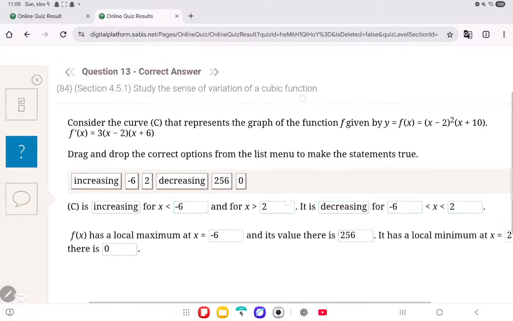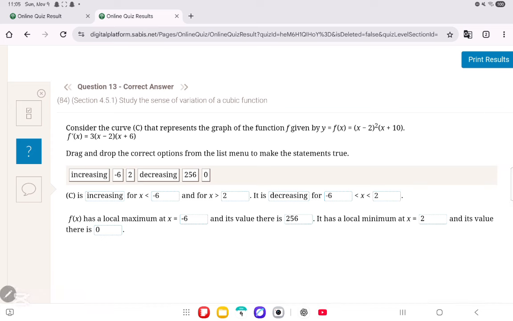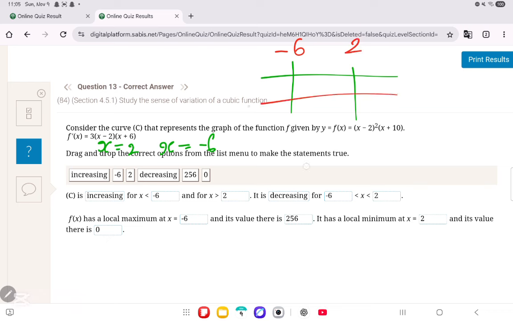Question number 13. We've done this before, okay? But basically, what do we need to do? We need to find the derivative. They already gave us the derivative, so you need to make it equal to 0, right? And you will get 2 stationary points, x equal 2 and x equal minus 6. After substituting a number less than minus 6 in the derivative, I will get a positive answer. A number in between, negative, a number greater than 2, a positive answer. So it's increasing for any value less than minus 6, any value greater than 2, decreasing for any value in between minus 6 and 2. The local minimum, so it goes up, down, up.